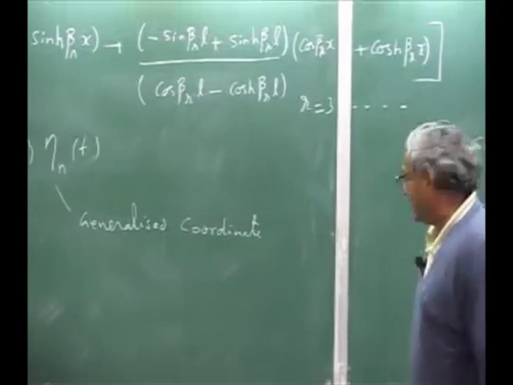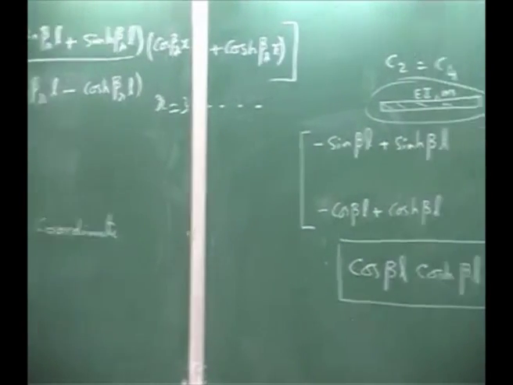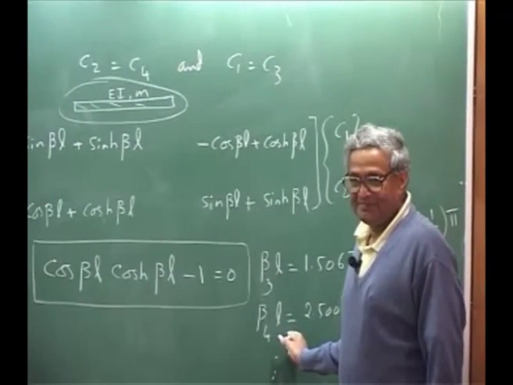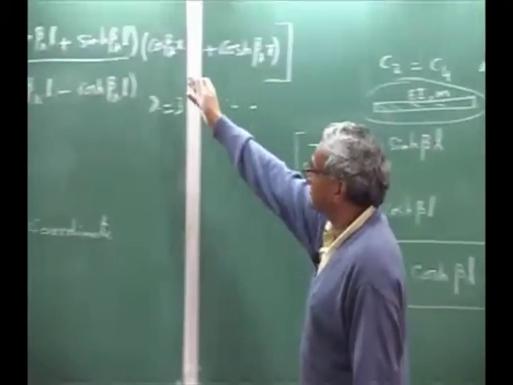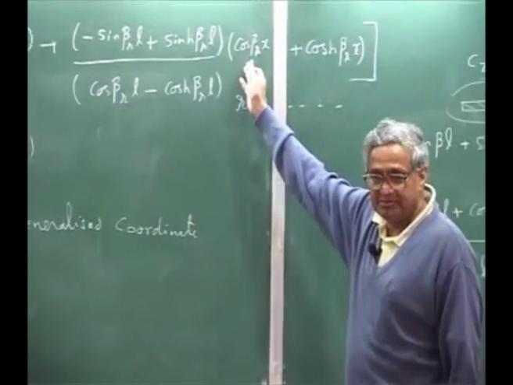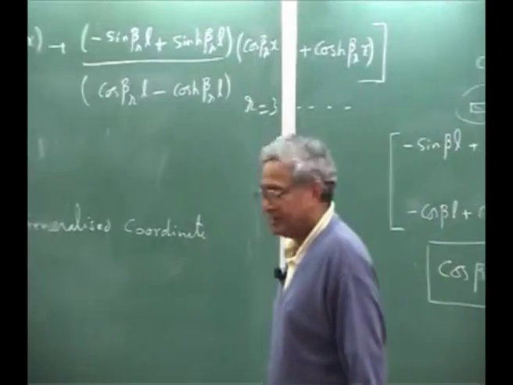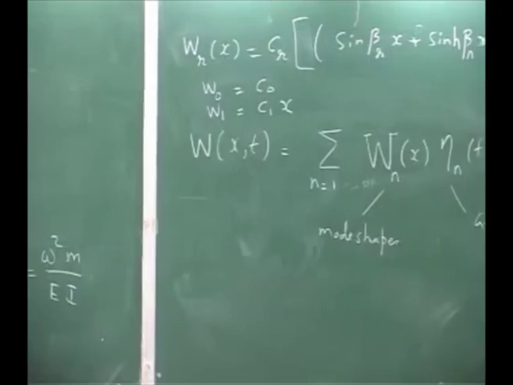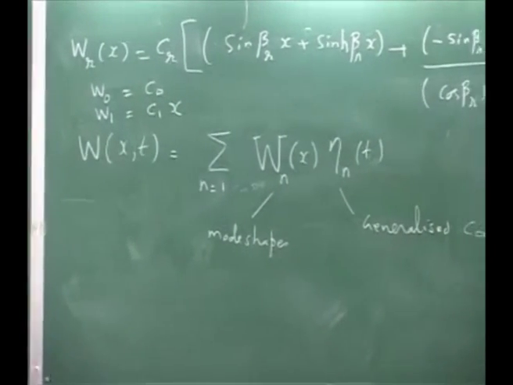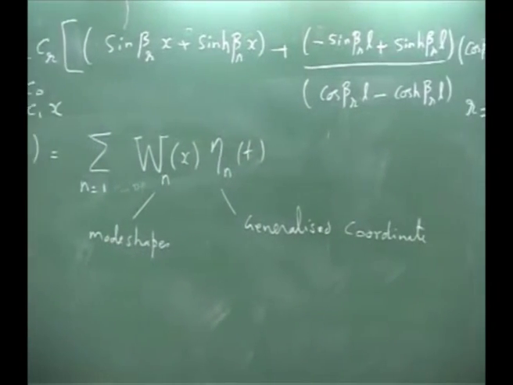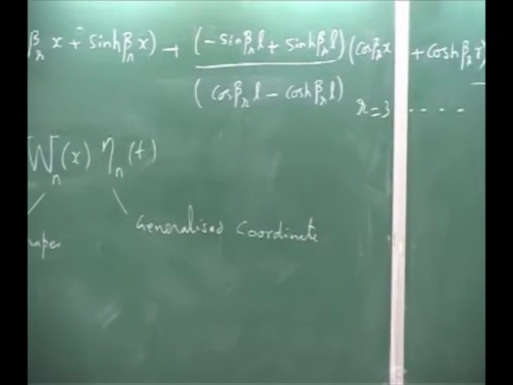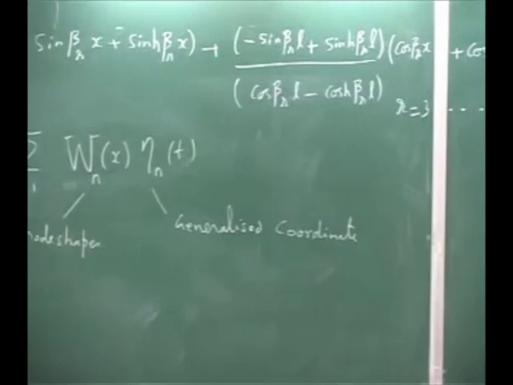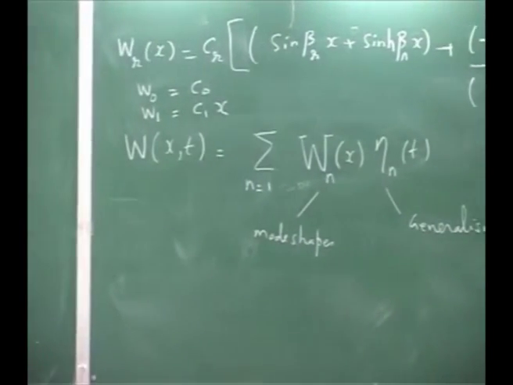So you see, I now have the frequencies from here. Okay, this is my mode shape or eigenfunction, and I can plot. So let me erase this part, just for simplicity, just for graphical purposes. These are the mode shapes or eigenfunctions.